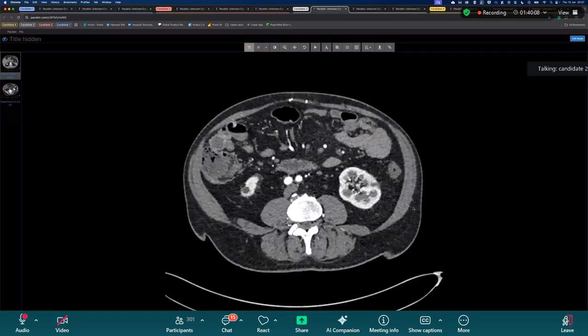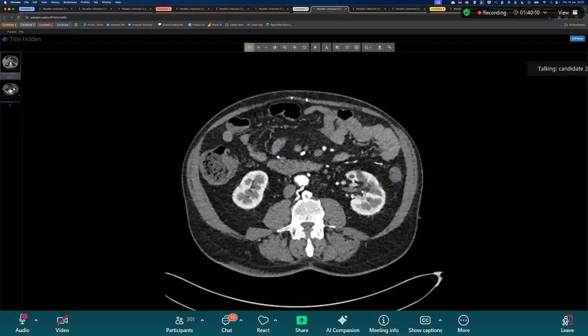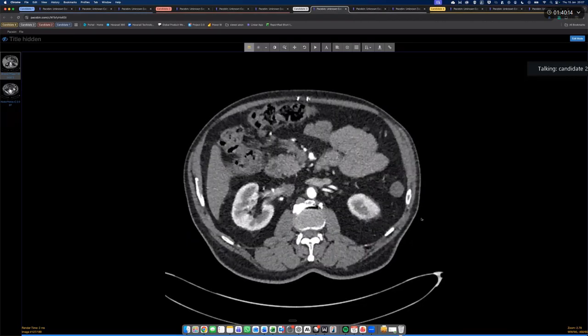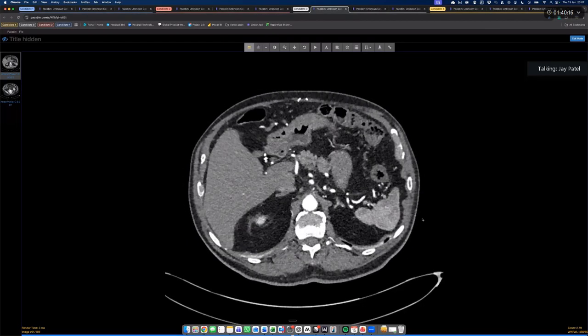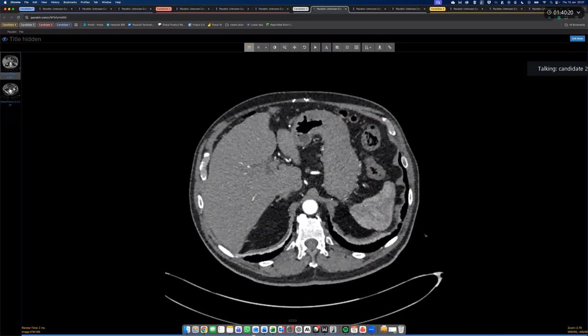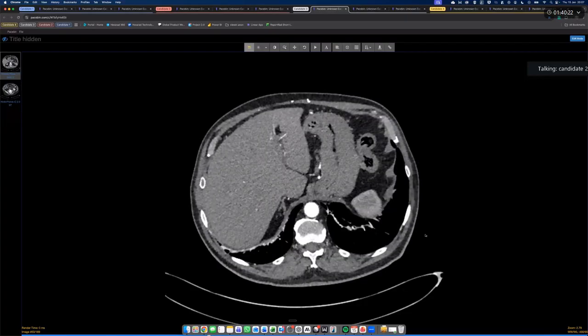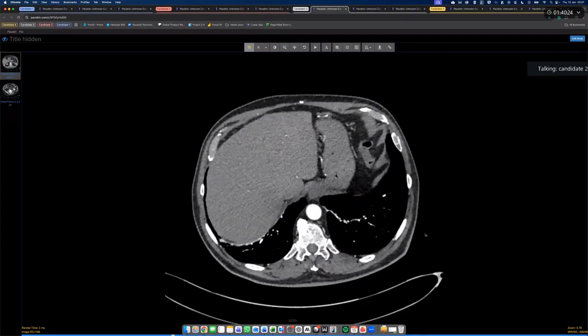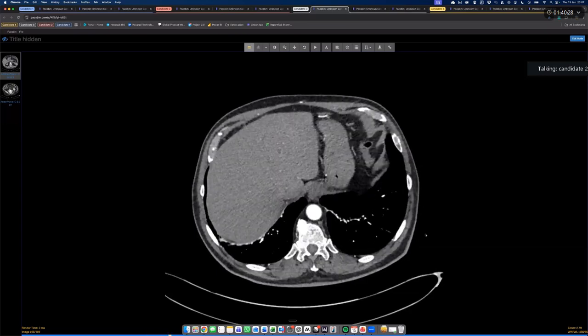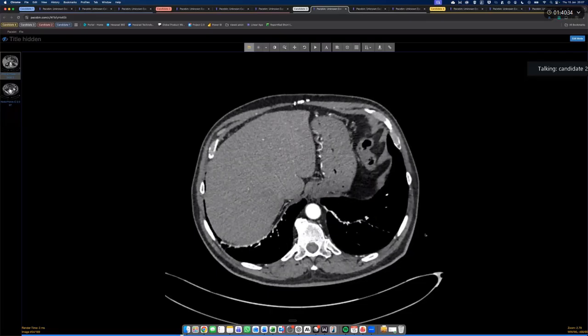This is the last cut. So, yes, I'll come back to the upper abdomen again. So the patient has a recently diagnosed diabetes. Okay, the images are scrolling a bit faster.